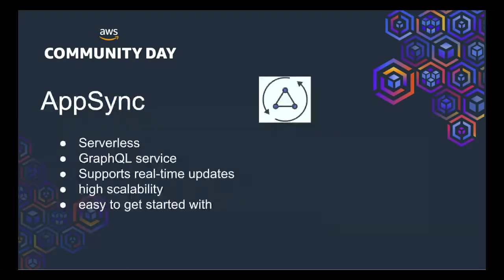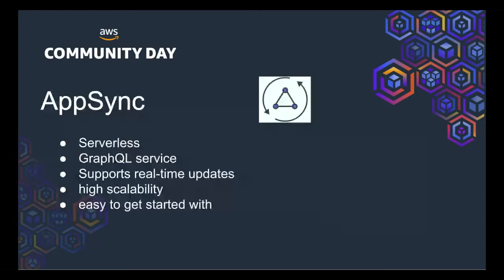Appsync is AWS's GraphQL service, and it allows for defining a schema as well as the data and queries that can be performed on that data and any relationships. With GraphQL, you can request as much or as little data as required in a query. You get real-time updates with one line of code.